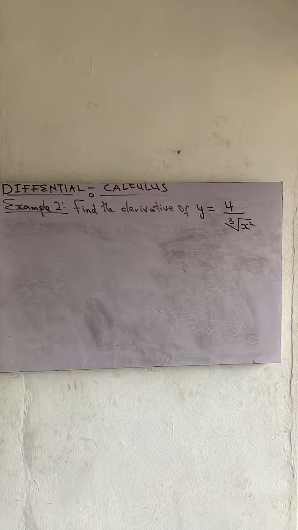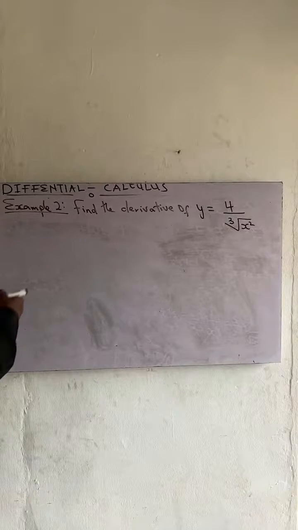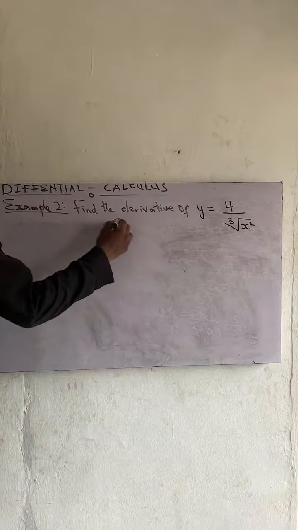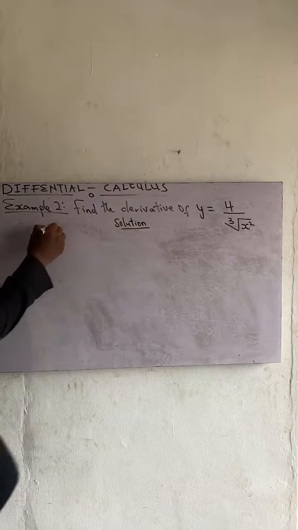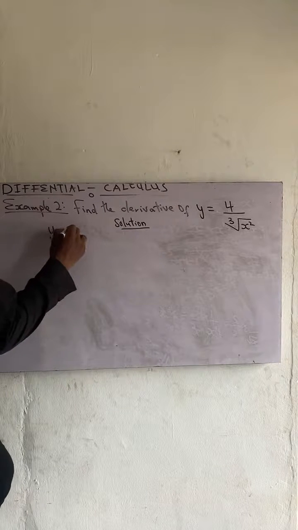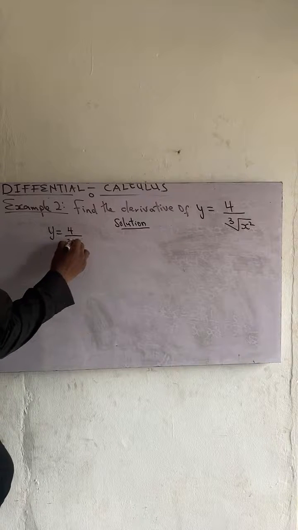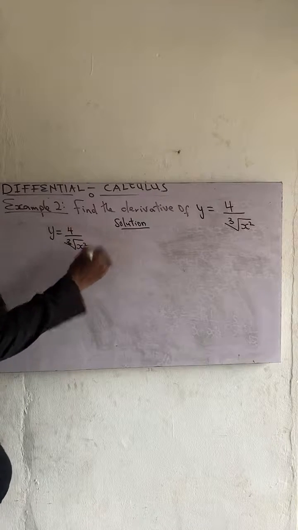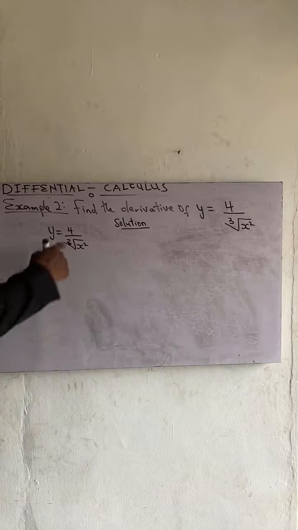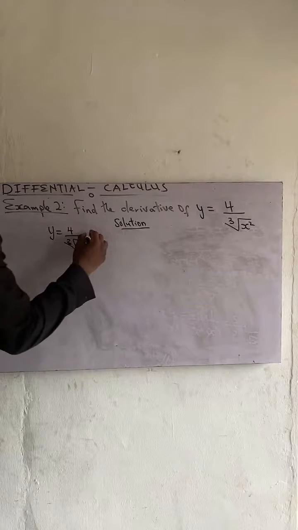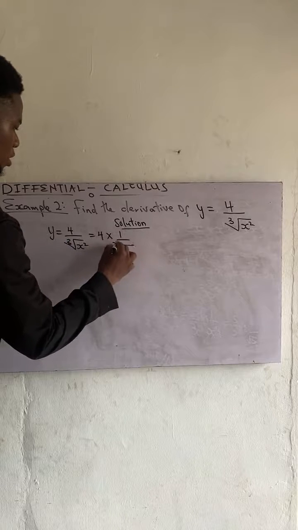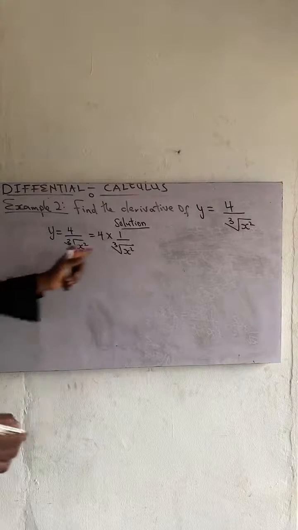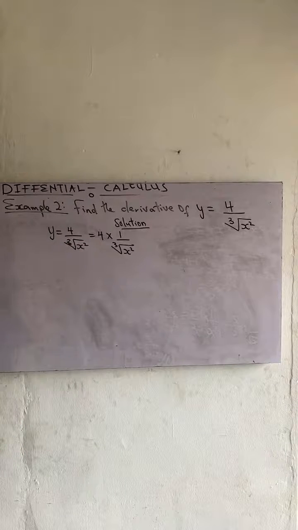Now the first thing you have to do is write the solution. You know y equals 4 over the cube root of x squared. Now I can firstly re-express this as 4 times 1 over the cube root of x squared. That's the first thing I can do. Then let me show you another hint.